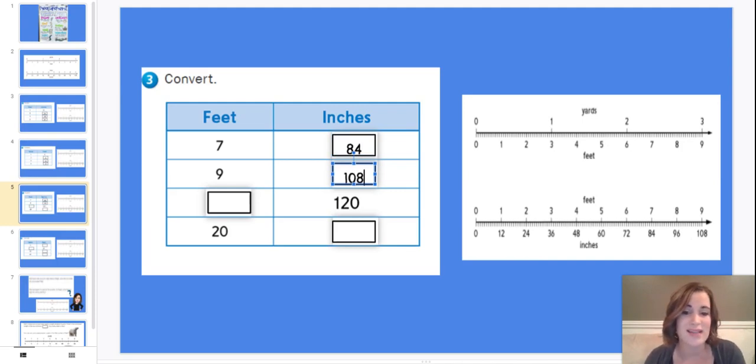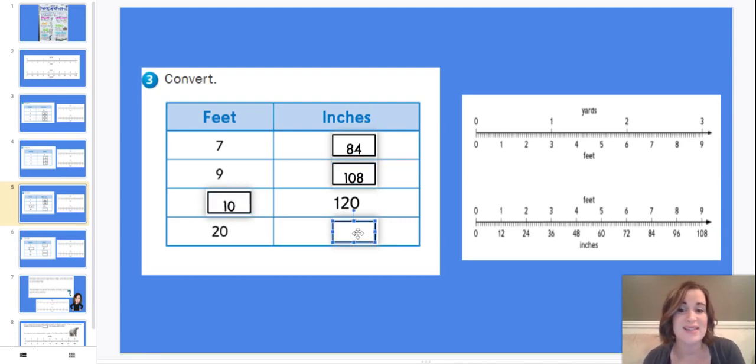Okay, next it wants us to tell how many feet are 120 inches. If we remember before, there are 12 inches in a foot. So 12 more than 108, which is the last on our conversion chart, would be 120 inches. So 1 more foot would be 10 feet.